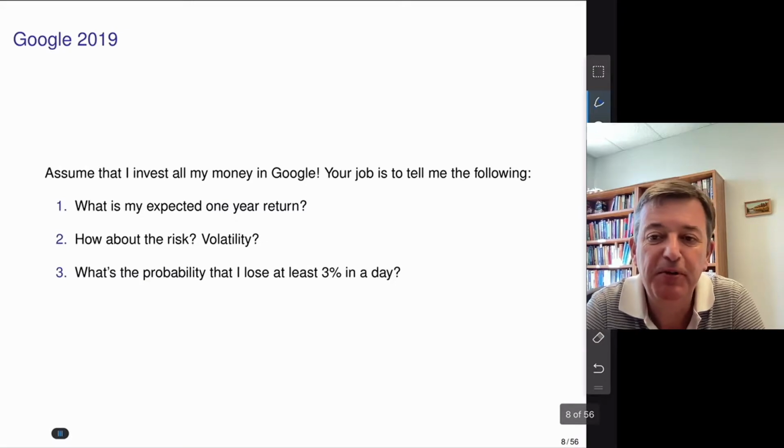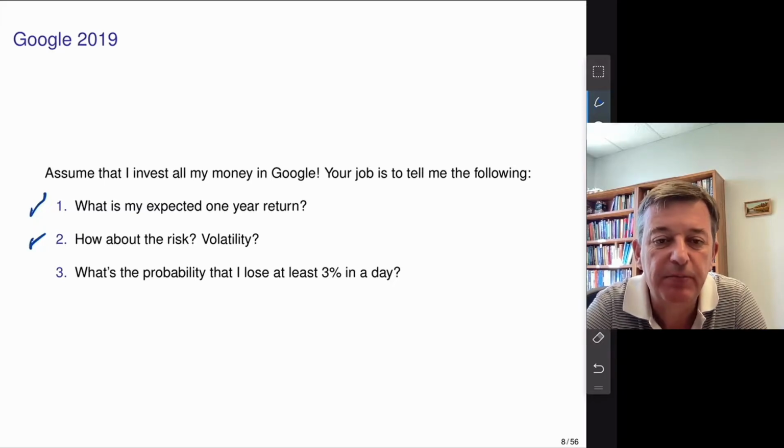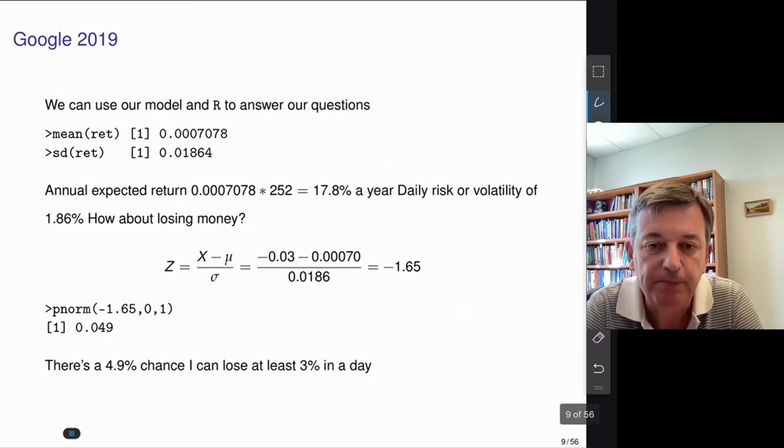Okay, so assume you invest all of your money in Google. Your job is to try and tell me what's your expected return on a 1 year window, how risky will that investment be, and what's the probability that I lose at least 3% in a day, to give you some kind of idea of what the movements do.